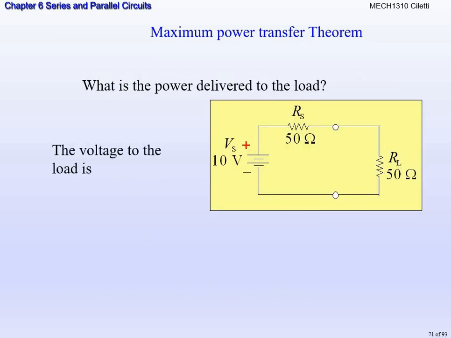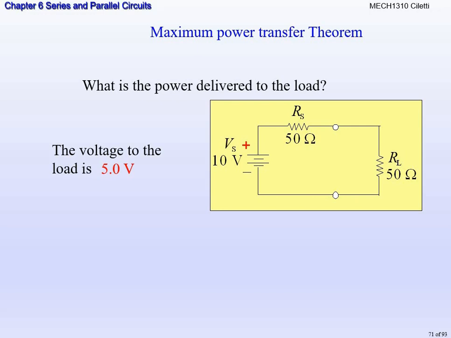So what we want to know here is, what's the power delivered to the load? Will we have maximum power transfer? Absolutely, because RS equals RL. They're both 50 ohms. But we have to calculate the voltage drop across RL to get the power there. The voltage drop across RL is going to be 5 volts.